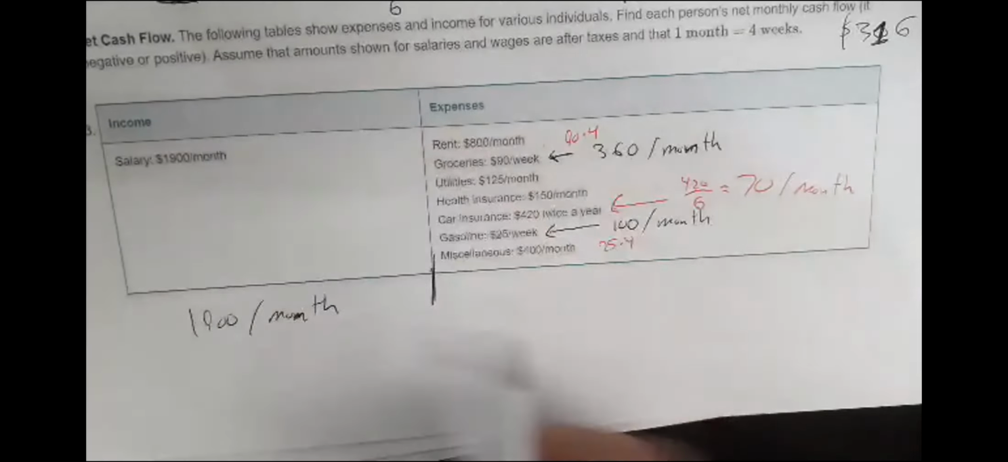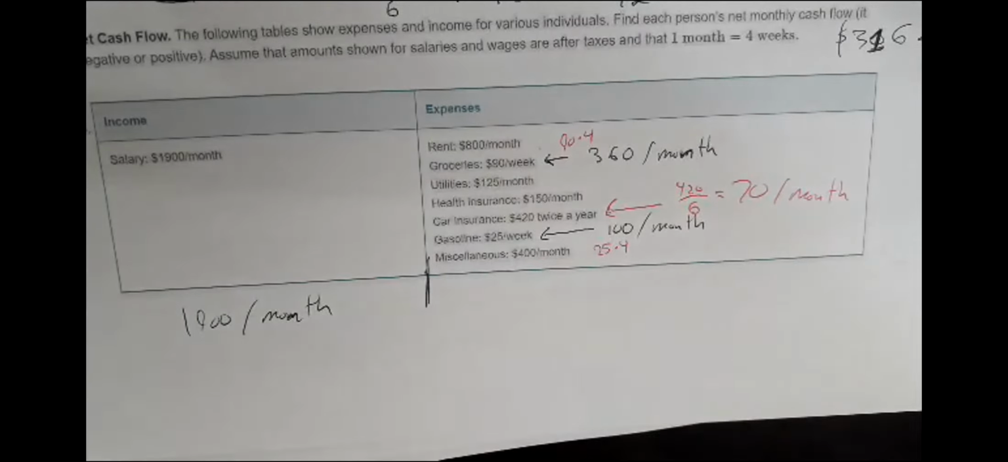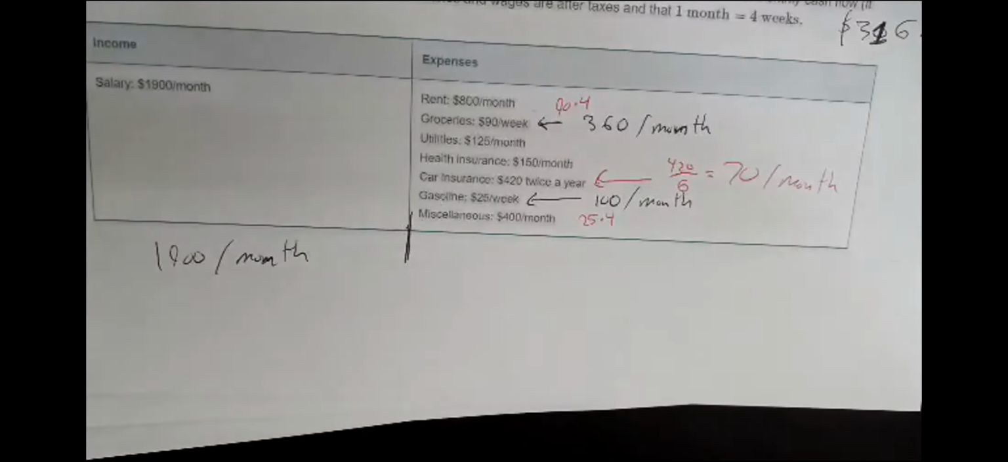After I figure out what these charges are per month, the next thing I'm going to want to do is add them all up to figure out what they add up to. So I'm doing $800 per month. I'm doing $360 per month. I'm doing $125. I'm doing $150. I am doing $70 per month. I am doing $100 per month, and I am doing $400 per month on miscellaneous.